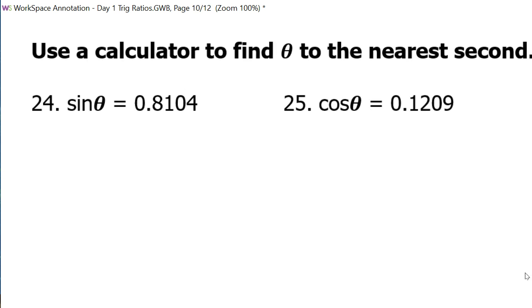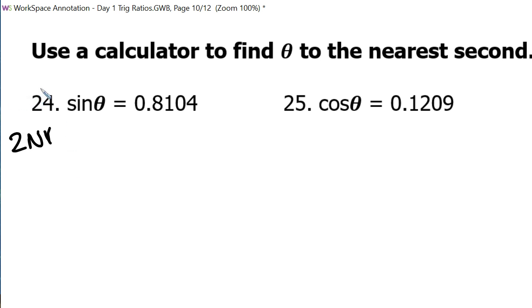Now it says use a calculator to find theta to the nearest second. So we're going to do the same process we just did, but now we're going to take it one step further. So after you get the initial answer, then you need to do the second apps, and then number 4 to convert it to degrees, minutes, and seconds. Remember that's the DMS? So second apps, number 4. So do the same process. So do second sine of 0.8104.